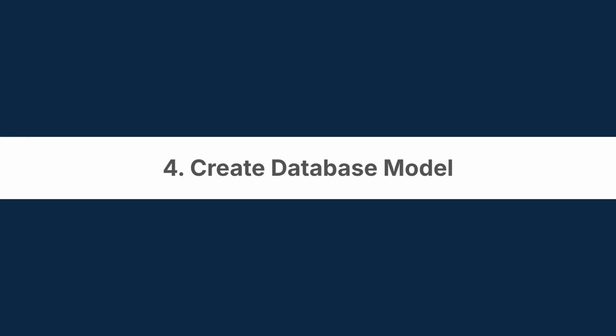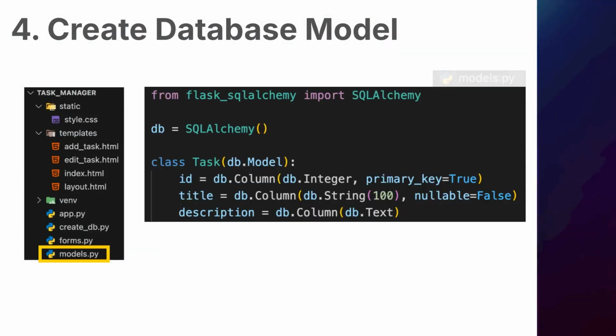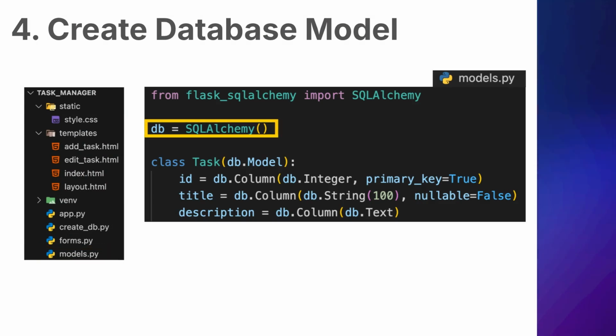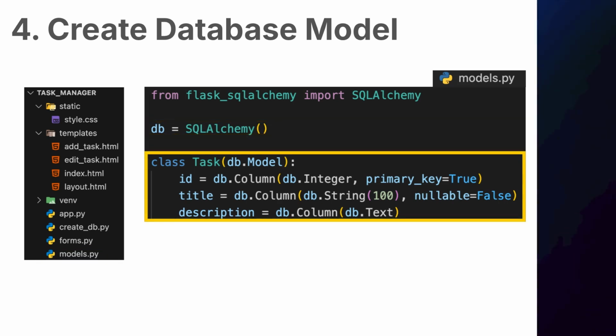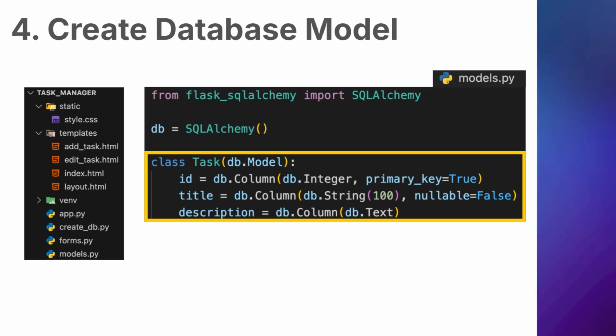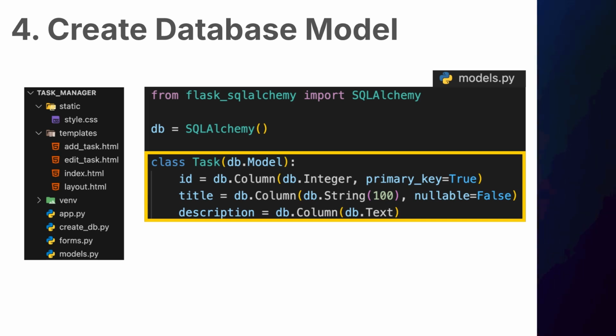4. Create database model. Inside your project folder, open a file called models and add the following code. This part initializes the database object. The task is a table model with unique ID for each task, set primary key. Title is required short string. Description is for optional longer text. This model will be used to store and manage task data.